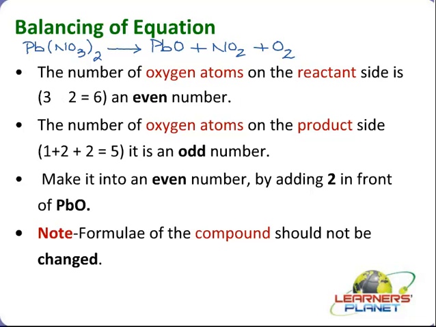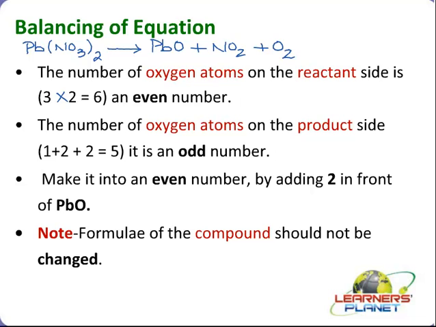Now students, what is the number of atoms of oxygen on the reactant side? It is 3 multiplied by 2, that is 6, and it is an even number. The number of oxygen atoms on the product side is how much? 1 with PbO, 2 with nitrogen dioxide and 2 in oxygen. So it is coming out to be 5 and it is an odd number, right? Now make it into an even number by adding 2 in front of PbO.